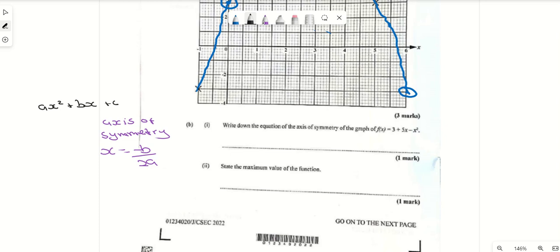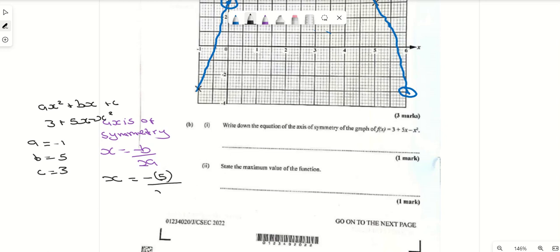B is your coefficient of x, that is the number and sign that is in front of x, and c is the number by itself. So if they gave us the equation 3 plus 5x minus x squared, that means a is my number that is in front of x squared, which is minus 1. B is equal to the number in front of x, which is 5, and c is equal to 3.